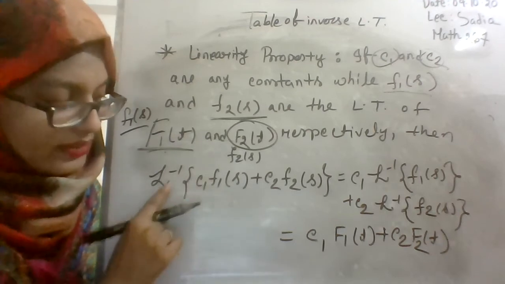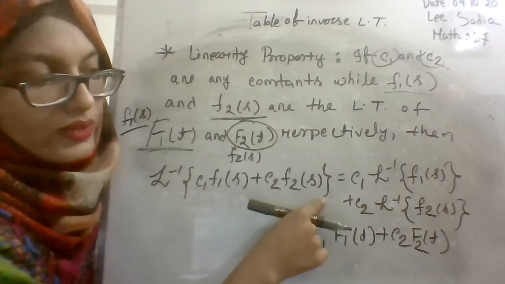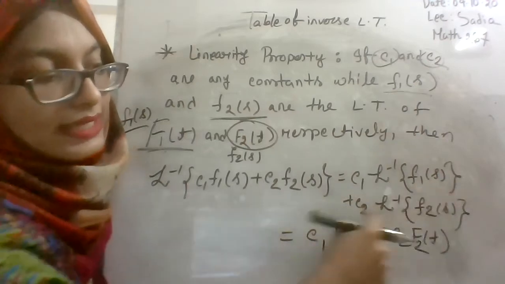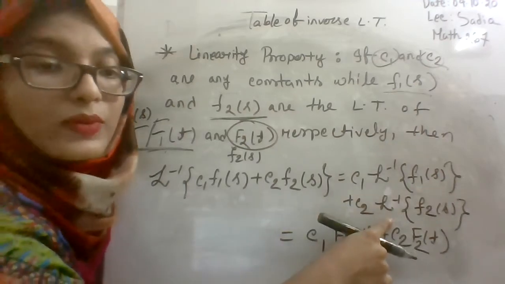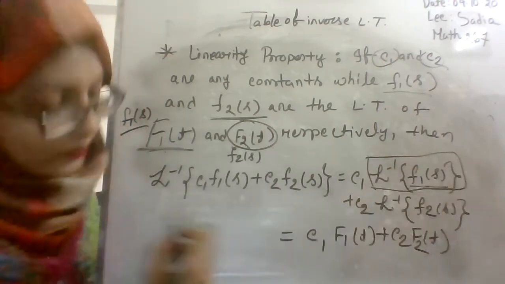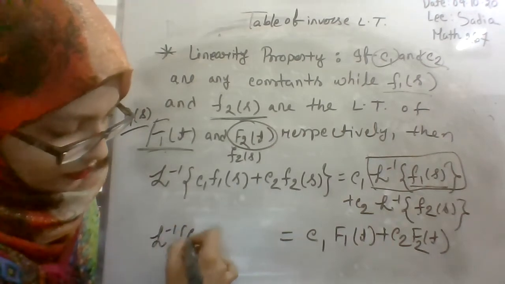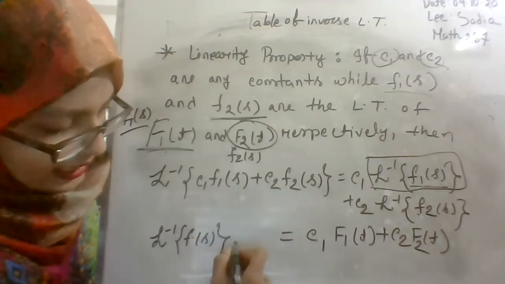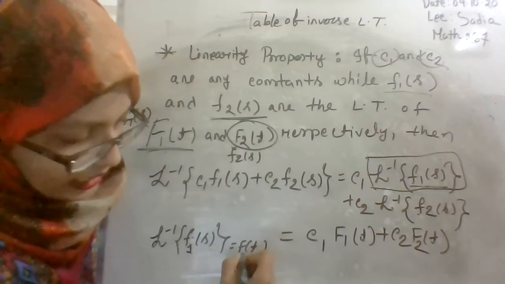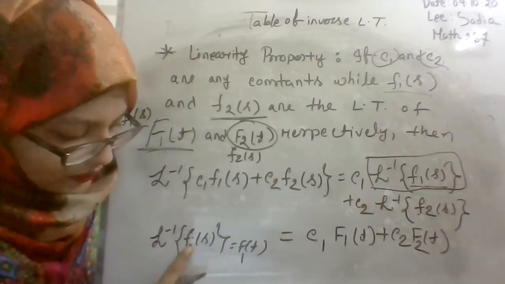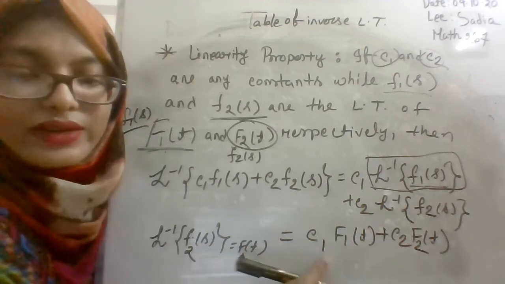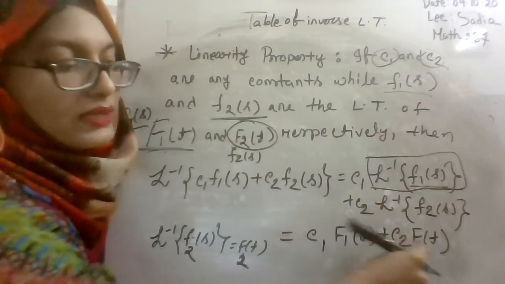The inverse Laplace transformation of C1 f1 of s plus C2 f2 of s can be written as C1 times the inverse Laplace transformation of f1 of s plus C2 times the inverse Laplace transformation of f2 of s. You know that the inverse Laplace transformation of f of s is known as capital F of t. So for f1 of s it will be capital F1 of t, and for f2 of s it will be capital F2 of t. So we can write it as C1 F1 of t plus C2 F2 of t.